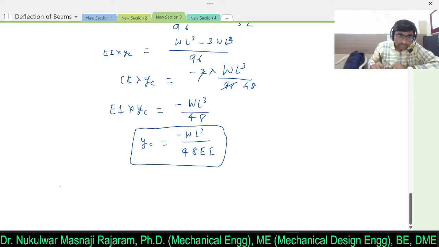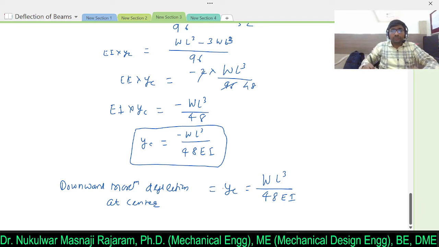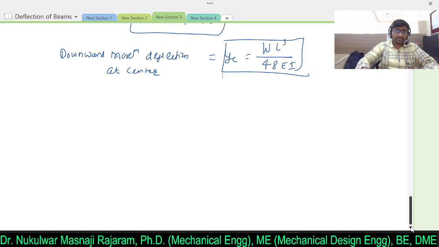Why? Because it's in downward direction. Simple. So simply if I want to write downward maximum deflection at center, then I can write YC equal to WL cube divided by 48 EI. Simple. So this is all about the simply supported beam when the point load is acting.